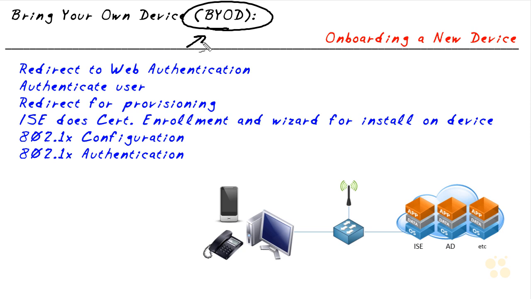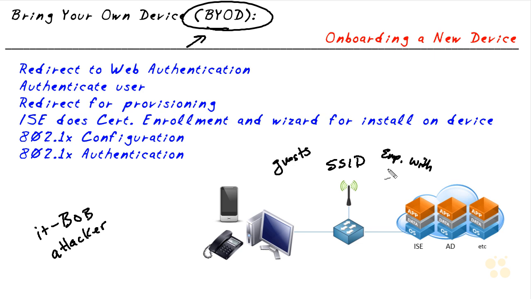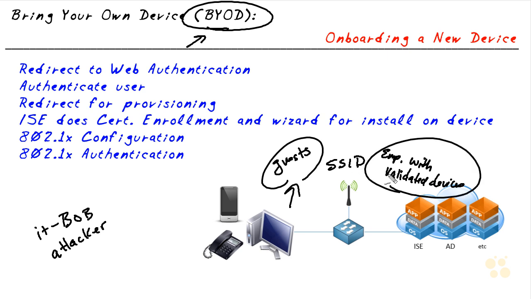Now, one of the tricks is, how do we know if it's Bob's device that he's bringing in? Maybe it's IT Bob, one of our users, or it's some attacker who's trying to connect to our network. And there are many different options that we could use to address the situation. For example, we could have two SSIDs, two wireless networks, one for guests and one for employees with validated devices. The SSID for guests would have very limited access, and the wireless network for these employees with validated devices would have the full access that they needed.